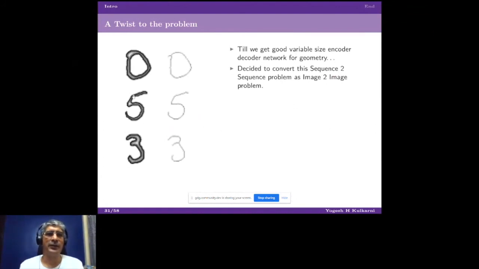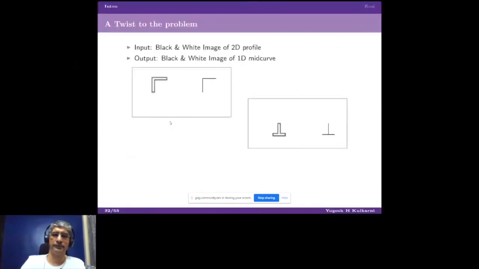So given a shape like this, or an image like this, can we generate an image like this, fixed size? Can we send an image like this? Can we generate an image like this? So the problem is image to image translation now. This is what it is. Now this is a solvable problem by neural networks. So what is the input? Given an input shape like this, an input image like this, can I get an output image like this?